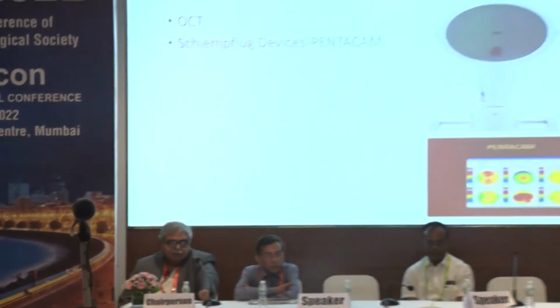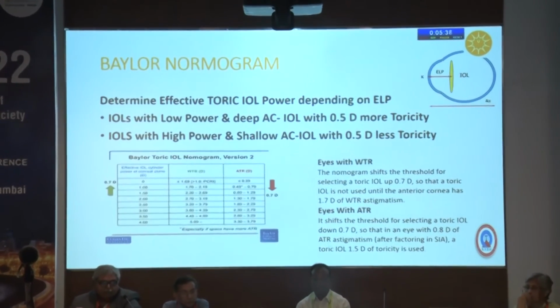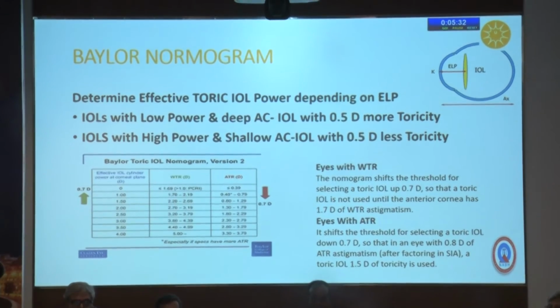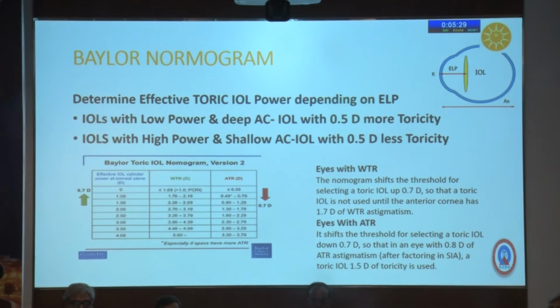The posterior corneal astigmatism is always against the rule. If the anterior surface is with the rule astigmatism, total astigmatism is slightly less, so the toric threshold should be slightly increased. And if the anterior surface is against the rule, then total astigmatism is more, so the toric threshold should be decreased. Posterior curvature measurement can be done with OCT or Pentacam. And the Barrett nomogram determines the effective toric IOL power depending upon the effective lens position.